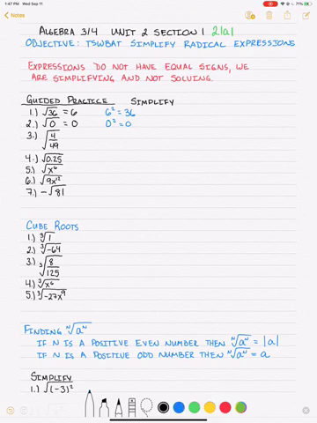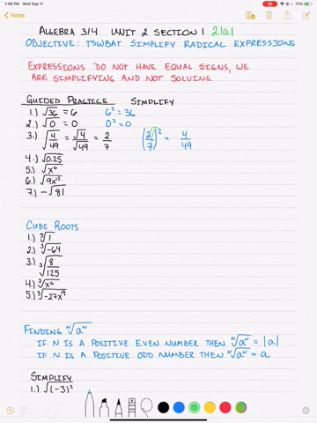The square root of 4 over 49. This is the same as taking the square root of 4 and the square root of 49 individually. So the square root of 4 is 2 and the square root of 49 is 7. This means that when you square 2 over 7, you're going to end up with 4 over 49, because when you square a fraction, the exponent goes to the numerator and to the denominator.